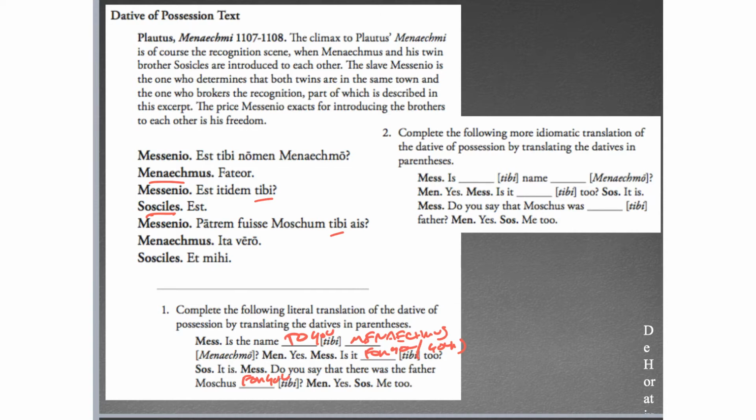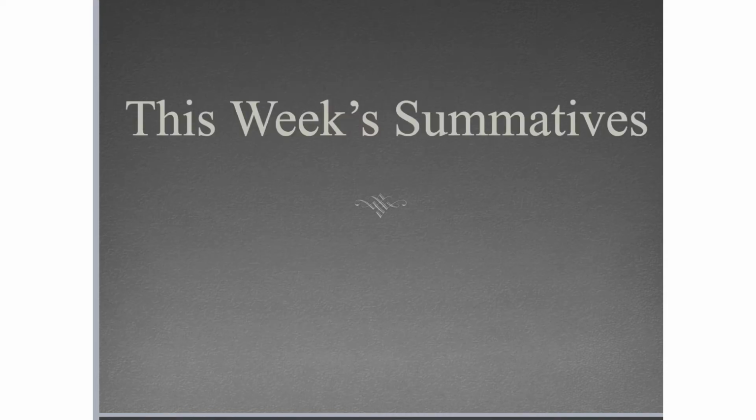Yep. All right. And then number 2 is kind of the more colloquial translation. So is your name Menaigmis? Is it yours too? This is what we just did. Do you say that Moscus was your father, etc.? All right. So that is the dative of possession.